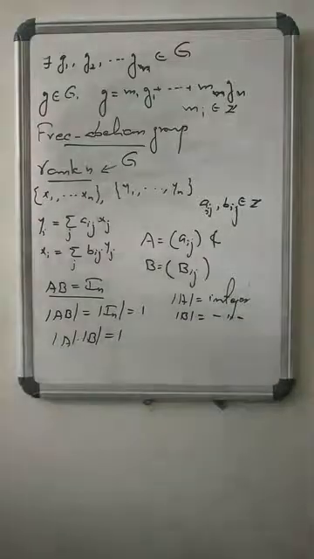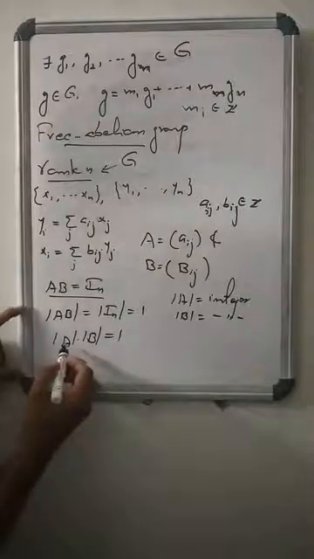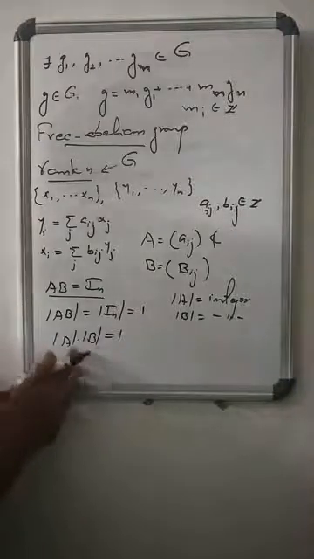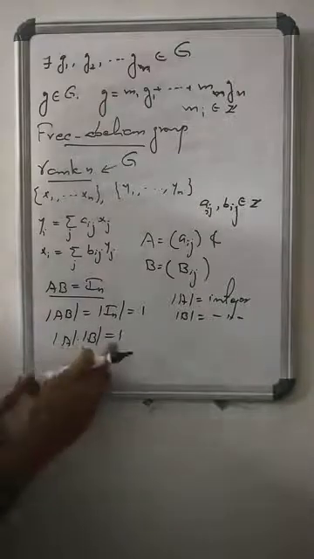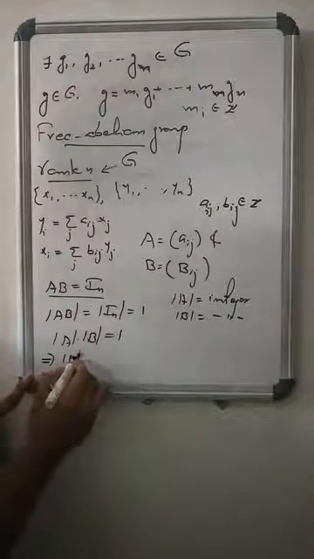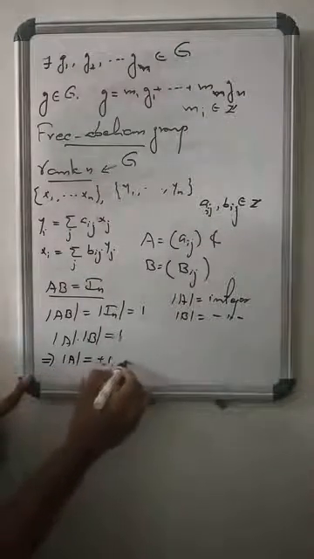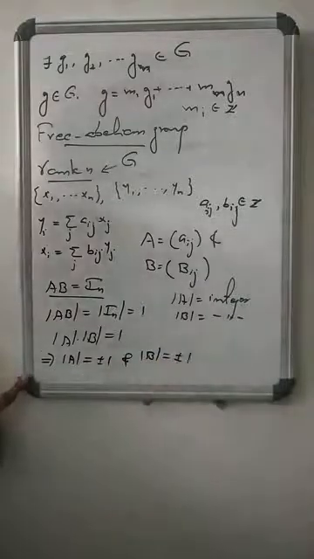Since the entries in A and B are integers, determinant A is an integer as well as determinant B. But here the product of the two determinants, determinant A into determinant B, is 1, meaning the product of two integers is 1. Then the only possibility is determinant A equals plus or minus 1 and determinant B equals plus or minus 1.